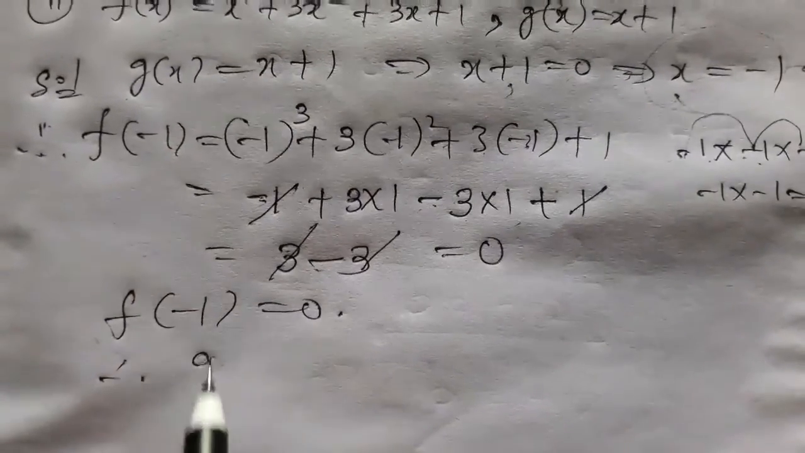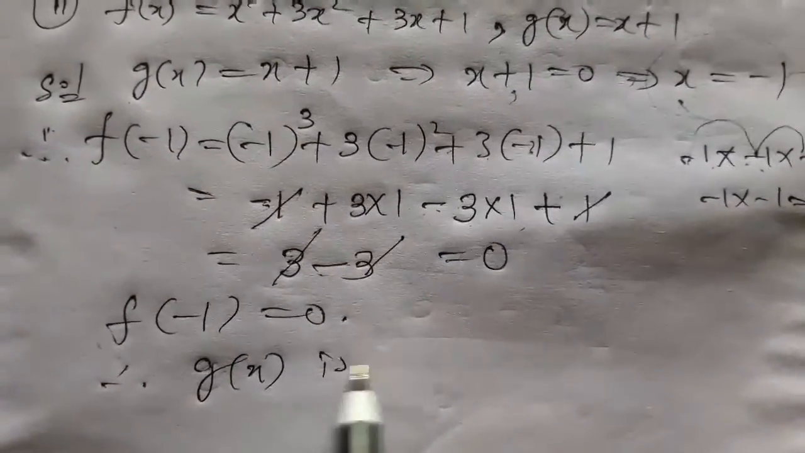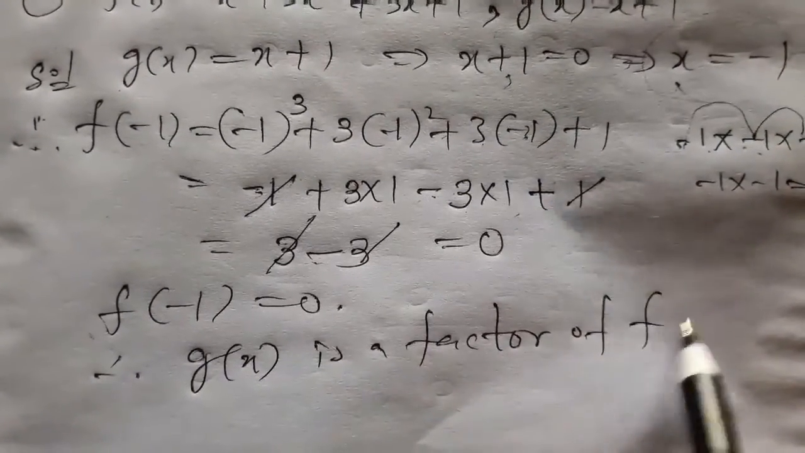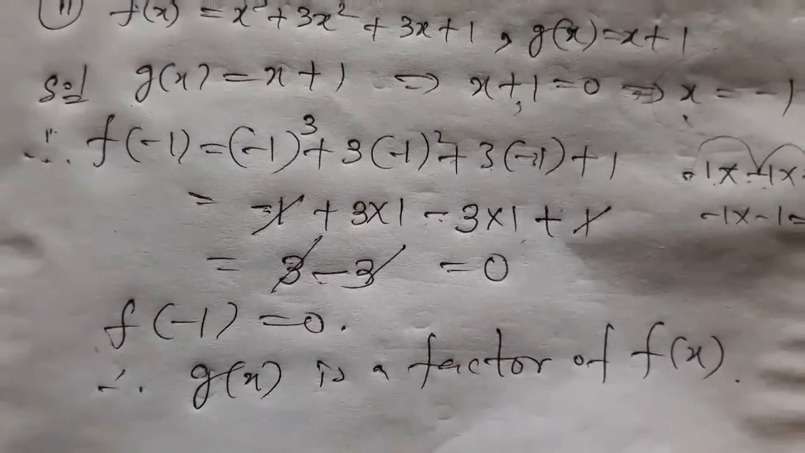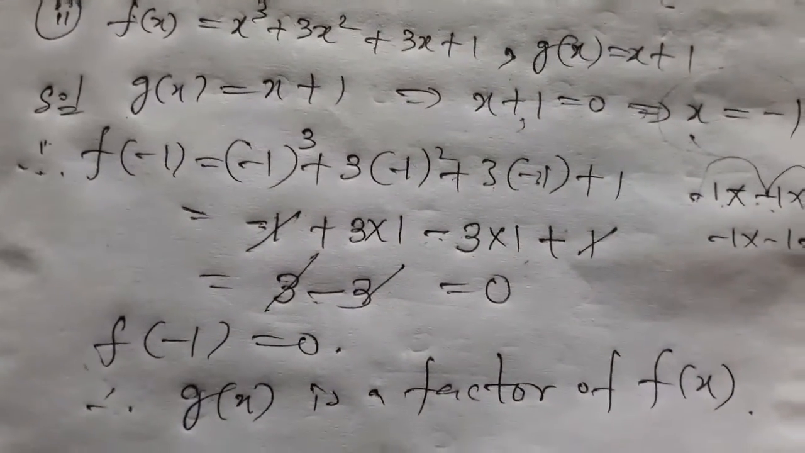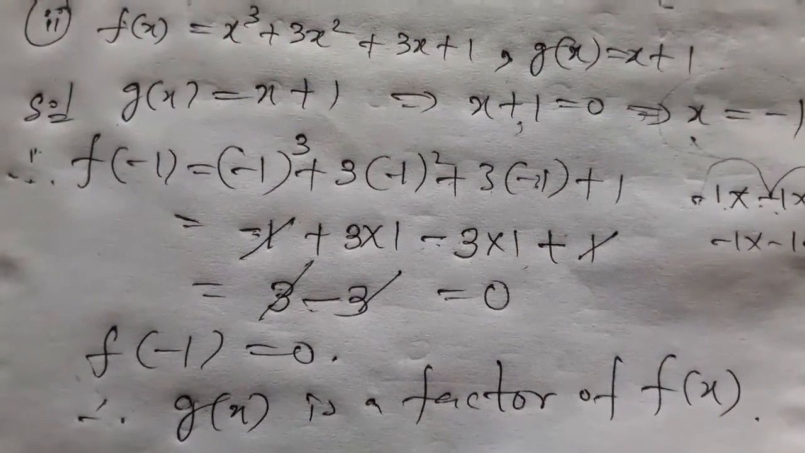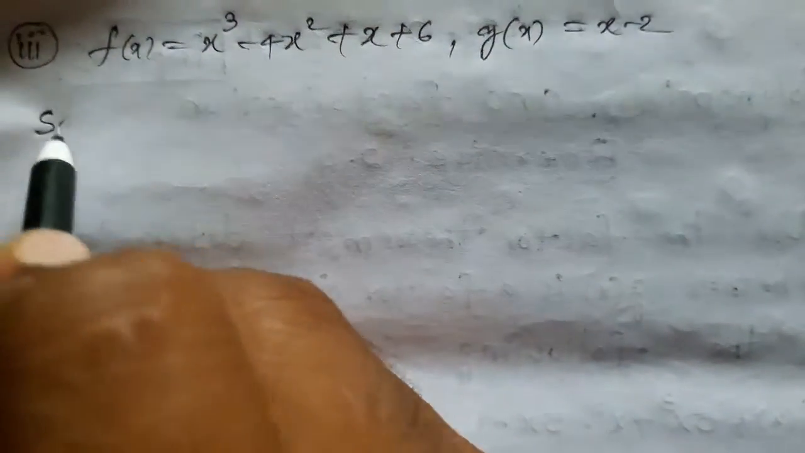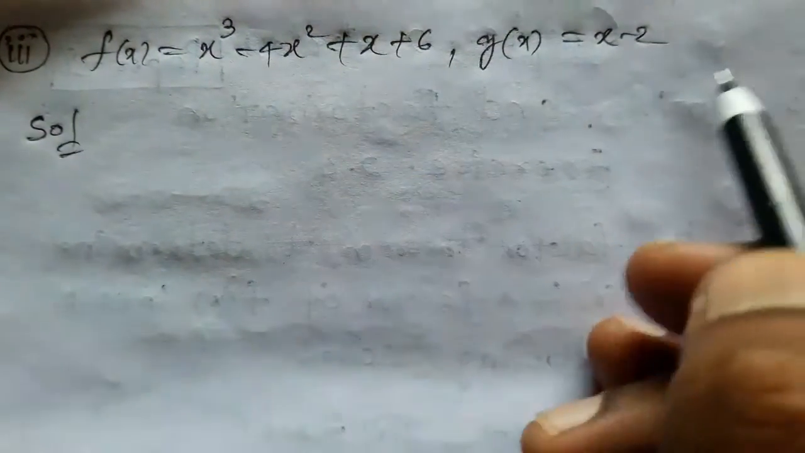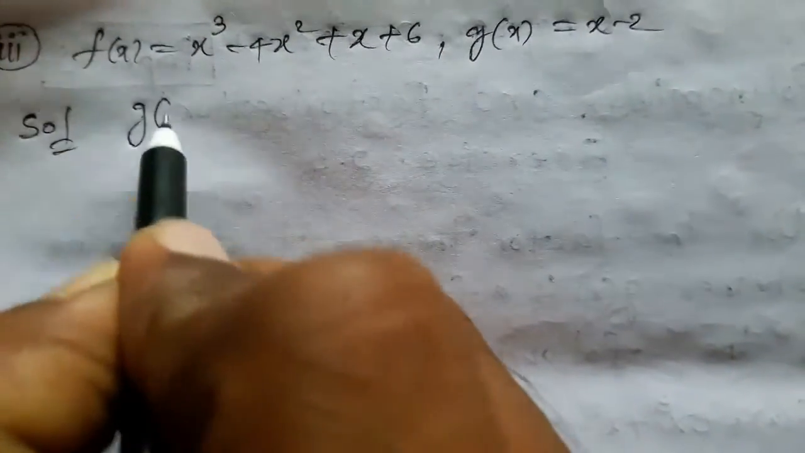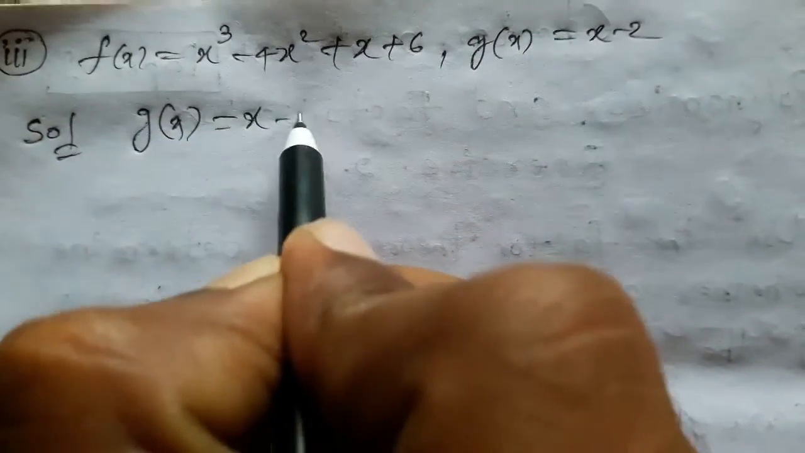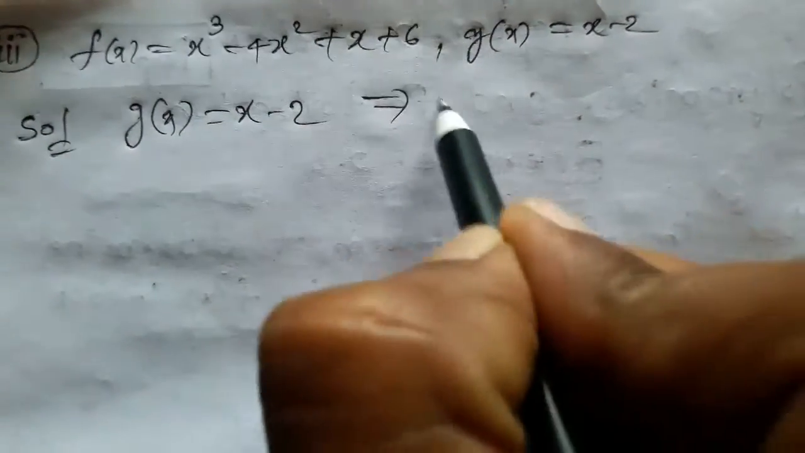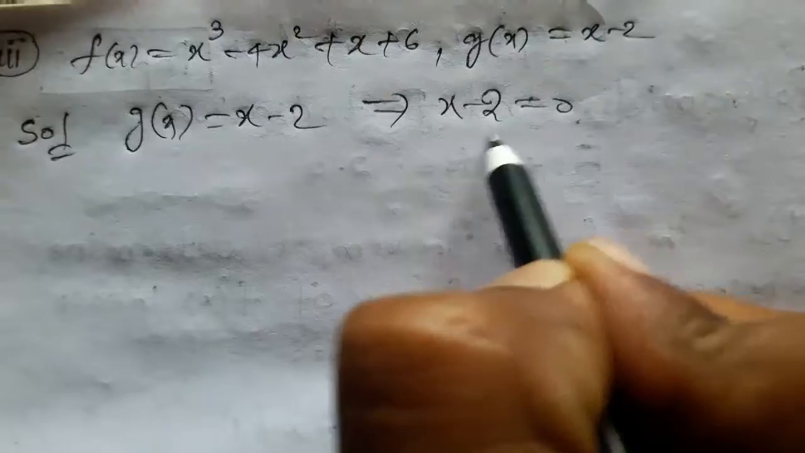Now therefore g of x is a factor of f of x by factor theorem. Remember, don't forget. Now move to next question. See, f of x and g of x is given. Now by factor theorem, put g of x equal to 0, that becomes x minus 2 is equal to 0.